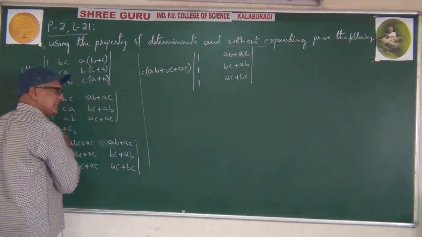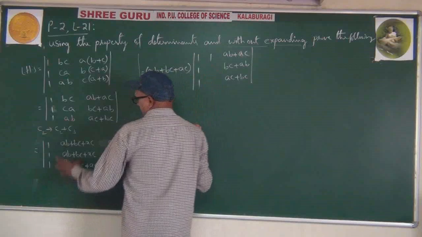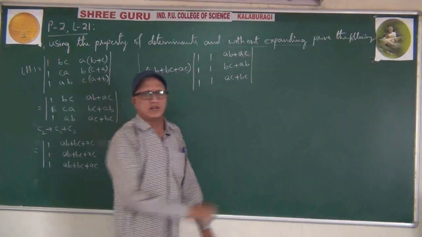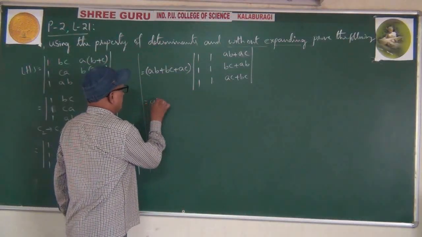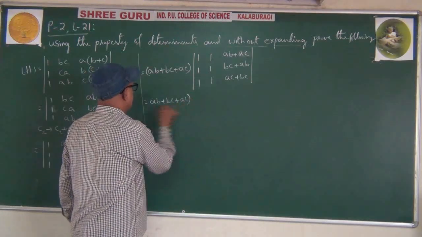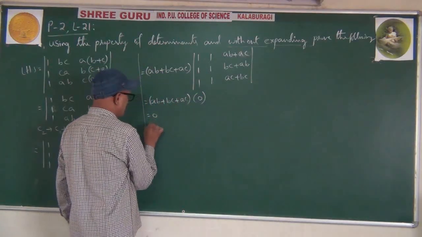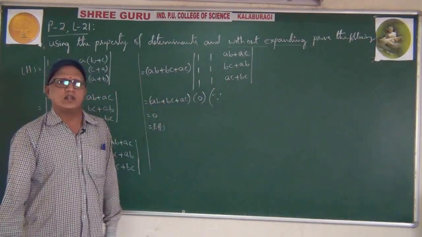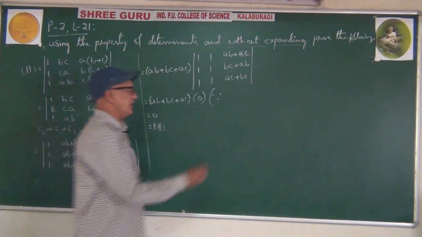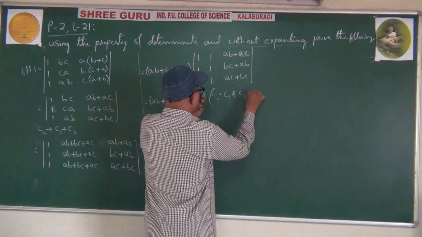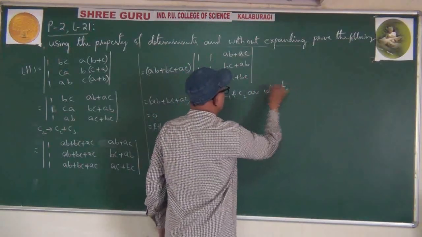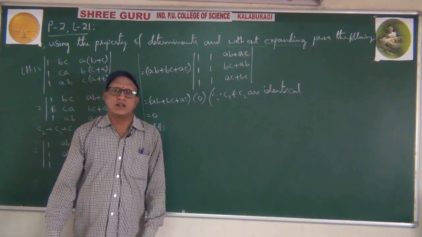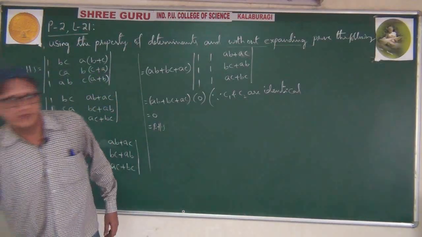When AB plus BC plus AC goes out, 1 will be there in each row. This equals AB plus BC plus AC into 0, which equals the RHS. Why 0 here? Because the first column and second column are identical. C1 and C2 are identical. Right?